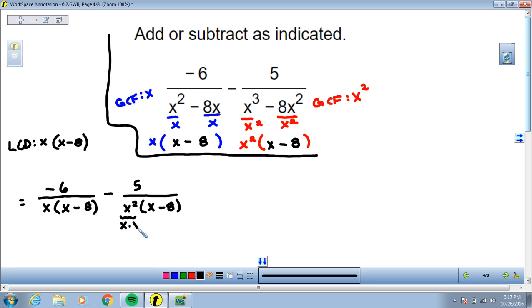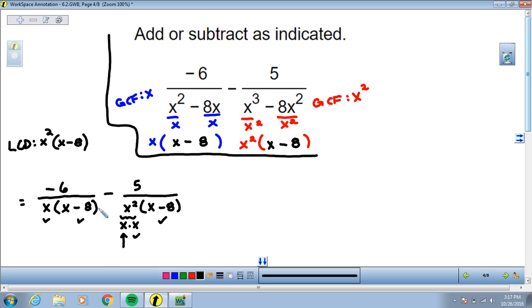So x squared means that you have two x's, right? I listed the x minus 8. I listed one of those x's on my least common denominator, right? Those are the two things that we have on my LCD, but we are missing the other x. So that means I need to include that other x. So if I put another x right here, that's going to be an x squared. So that is my least common denominator.